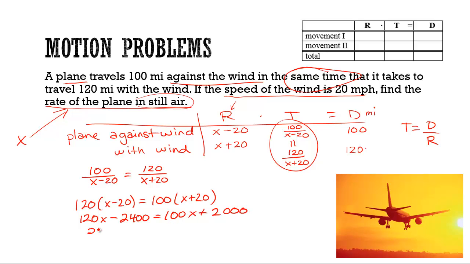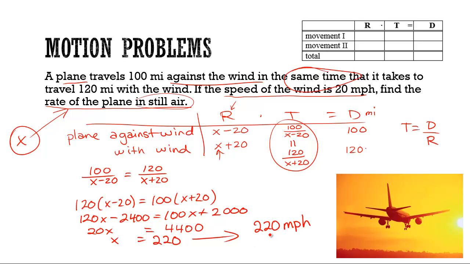Subtract the 100, you get 20x. Add the 2400, you'll get 4400. Divide by 20, and you get 220. And what does that mean? Well, because you have a table, it tells you what your x is. Your x is your predominant speed, the speed without air, wind factors. So you've got 220 miles per hour as the rate of the plane in still air.